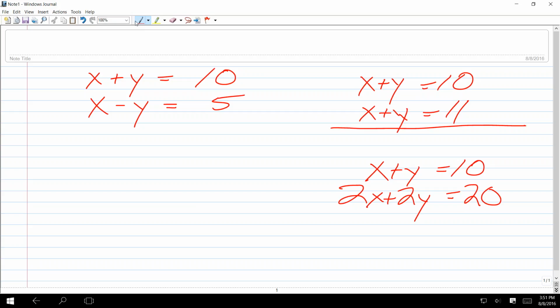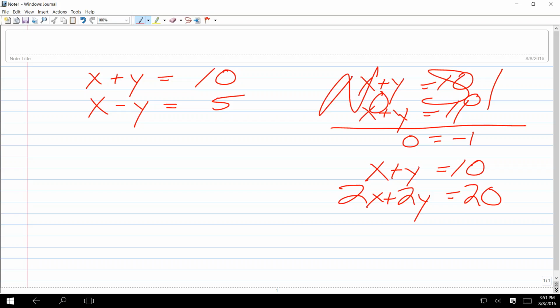You get 0 for both of the variables. 0 equals a number other than 0. What does that tell you? No solution. Exactly. In other words, it is impossible for x plus y to be equal to 10, while at the same time x plus y is equal to 11. You cannot find an x and a y that satisfy both of those conditions.